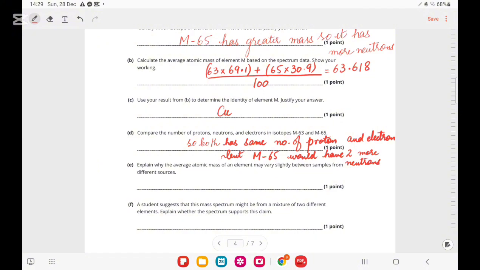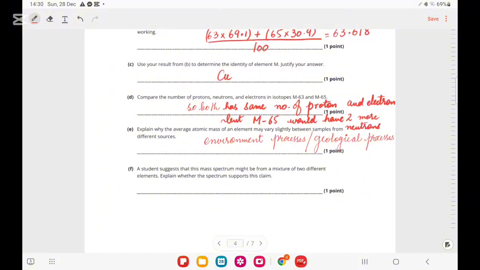Explain why the average atomic mass of an element may vary between samples from different sources. The average atomic mass of an element may vary slightly between samples from different sources due to environmental processes, or we can say due to geological processes. They differ because of these processes.